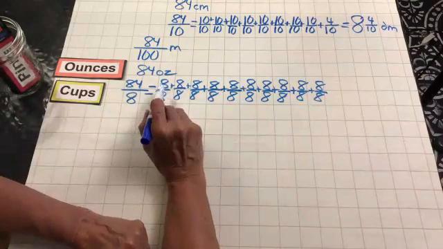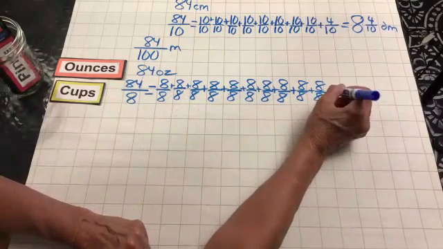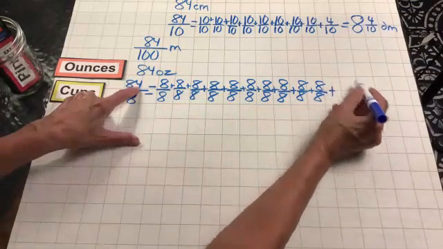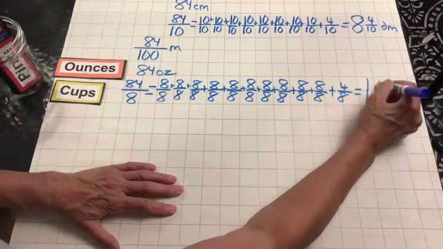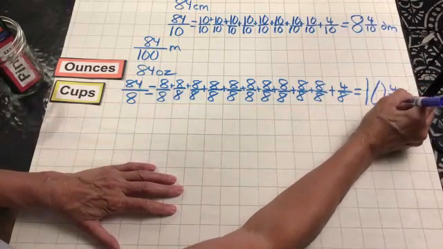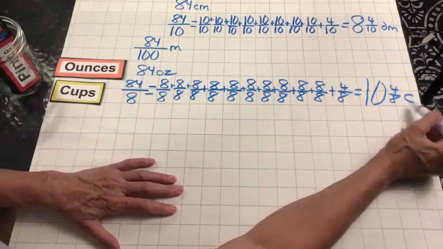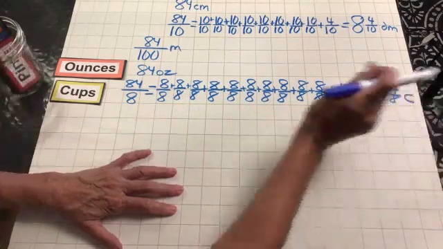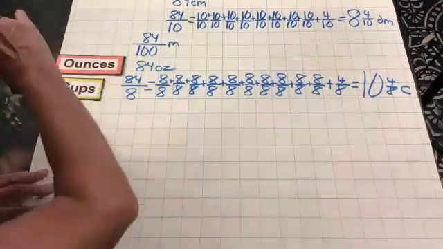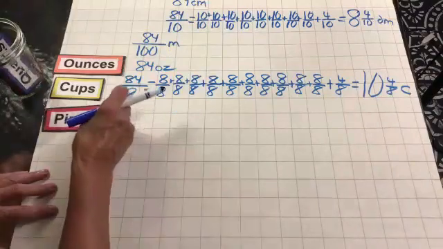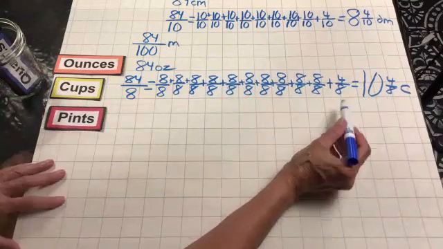So let's see if we get this right. 1, 2, 3, 4, 5, 6, 7, 8, 9, 10. That's 80. And we still have 4 more. So we'll put that 4 over 8. So we have 10 and 4/8 of a cup. And down the road, we'll learn that 4/8 is the same as a half of a cup. So we have 10 and a half cups. But we'll talk about that. I'm sure you'll talk about that later in your unit. Let's move on to our pints. So 84 ounces is the same as 10 and 4/8 of a cup.